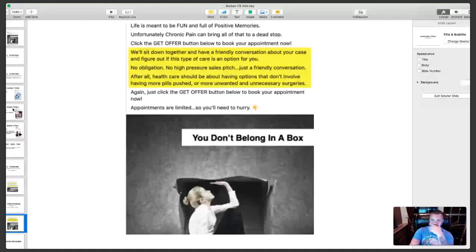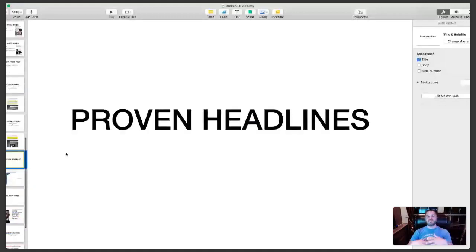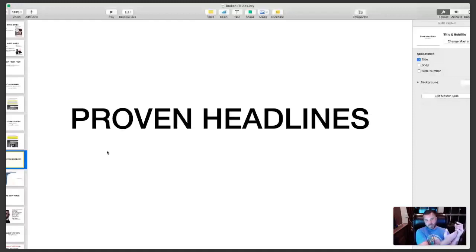So let's move on to proven headlines, right? If we're running an ad and we grab their attention, we know their eyeballs are going to go to the headline. So that headline has to be intriguing enough to get them to move on to our copy, where we have our messaging, right? So what types of headlines can you use?